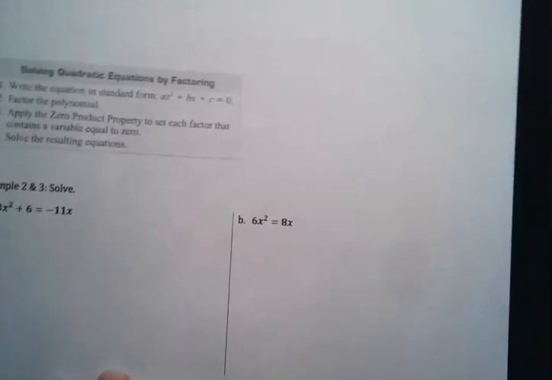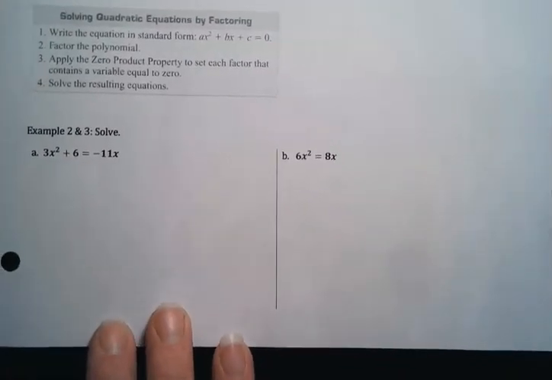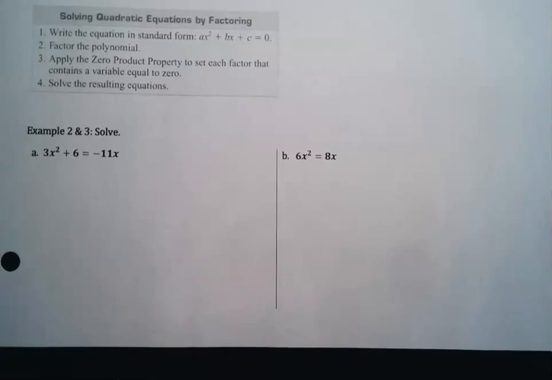Now if I move on down here, I've got solving quadratic equations by factoring. Step 1, we're going to write the equation in standard form. We always want that ax squared plus bx plus c equals 0. Step 2 is to factor the polynomial. We kind of did this on the previous one. Step 3 is apply the zero product property, right? That's to set each factor that contains a variable equal to 0. And then step 4 is solve the resulting equations.